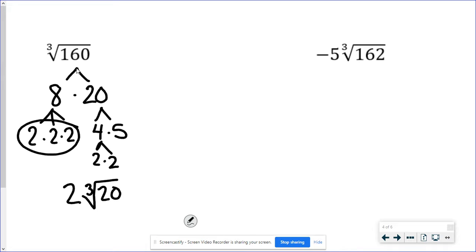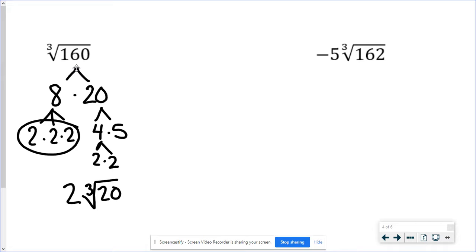The problem on the right is the first time that we're seeing a problem where there's a number out in front. That was a variable that was after that -5. We call the -5 a coefficient. This isn't really a coefficient, it's just a number out in front of this. This is -5 times the cube root of 162.